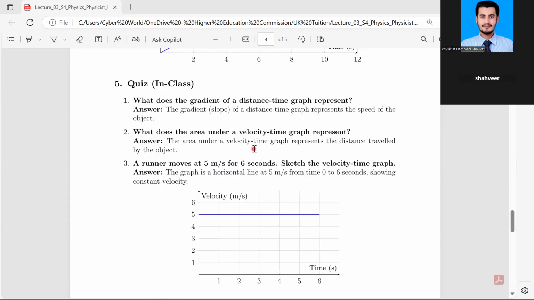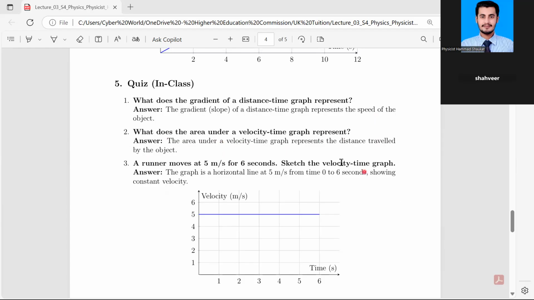Okay, so here's a quick quiz for you. Can you tell me what the gradient of a distance time graph represents? The speed, yes, you're right. In a distance time graph, the gradient is basically the speed. And can you tell me what the area under a velocity time graph represents? The distance. Yes, you're right, the distance.